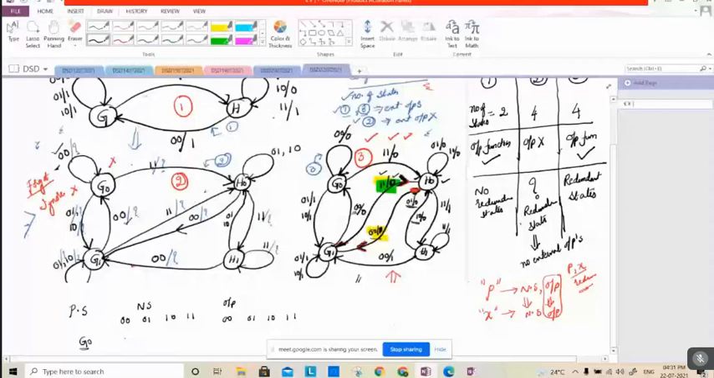If G naught is the present state and if 00 is the input, what will be the next state? We are discussing regarding this. Right, G naught. If G naught is the present state and if 01 is the input, what will be the next state? G1. For 10, what will be the next state? G1. For 11, what is the next state? H naught. Right. Okay.